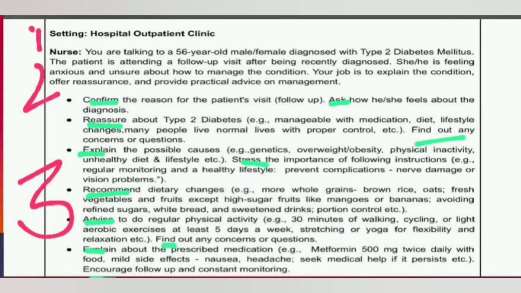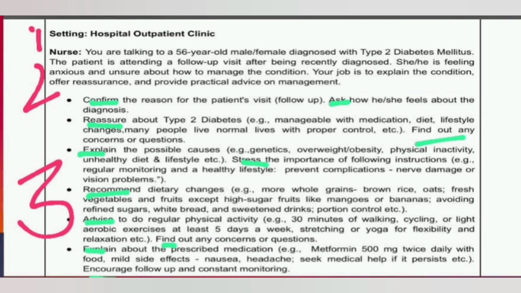Today I will discuss OIT speaking, and in this there is a setting that is based on a hospital outpatient clinic. So there are three main components in OIT speaking. First is setting, second is background, and the third one is the tasks. As we get 3 minutes to prepare our speaking role play, we have to check all these three components in a proper way so that it will be easy for us to speak in front of the examiner.